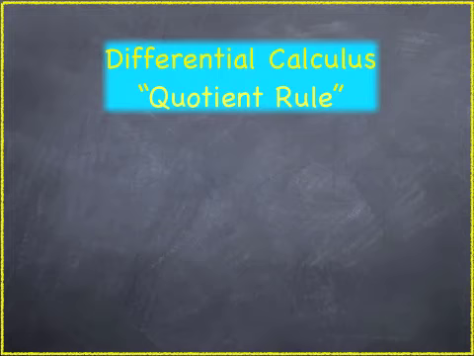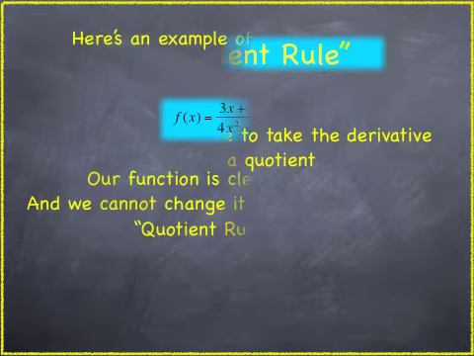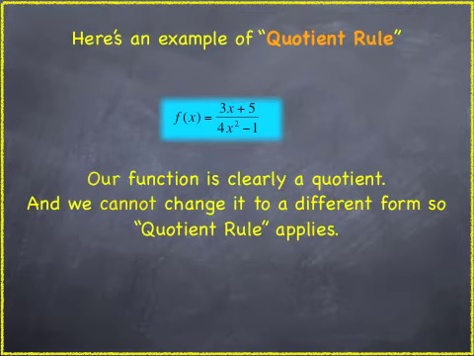Okay, welcome. Today we're going to learn about quotient rule. This is a type of derivative and it falls under the heading of differential calculus. We use this rule to take the derivative of a quotient. And here's an example of quotient rule.